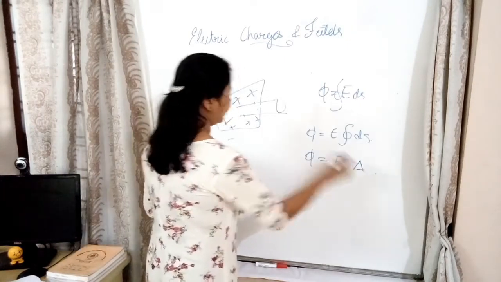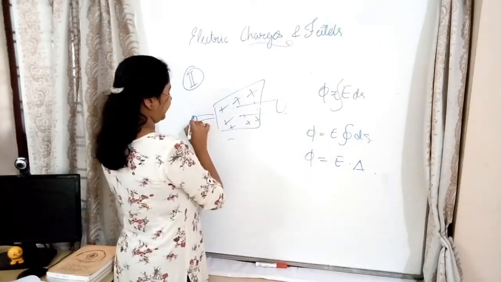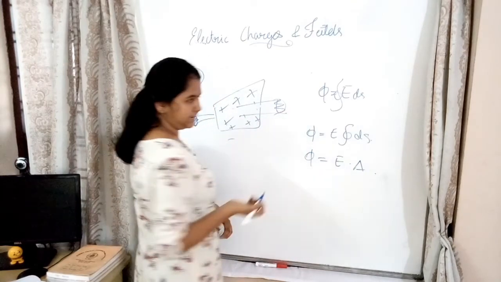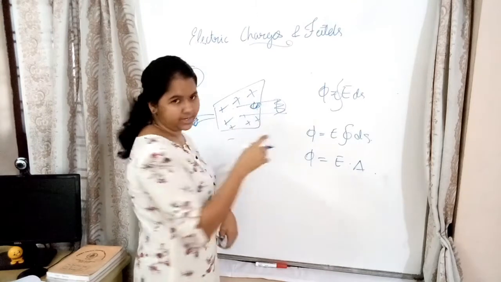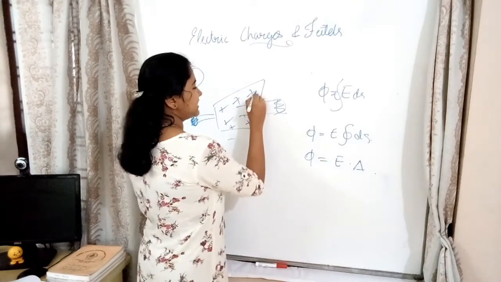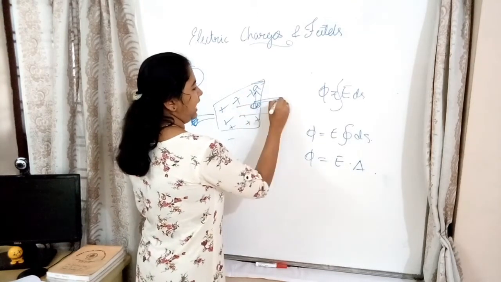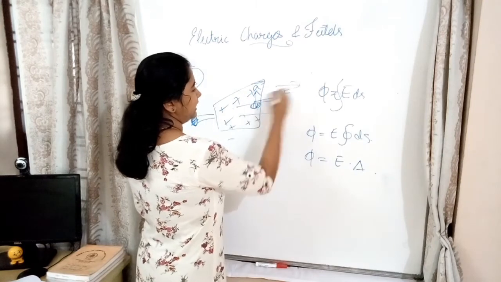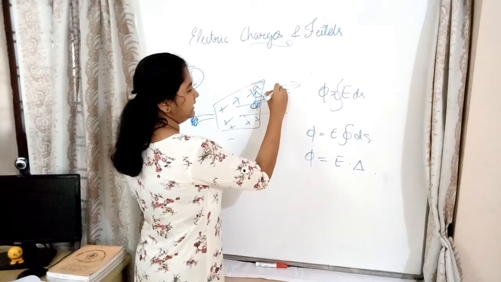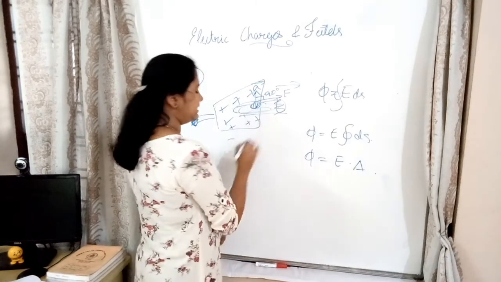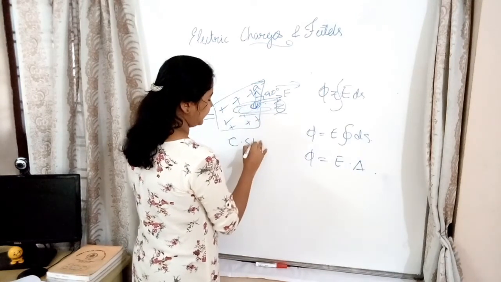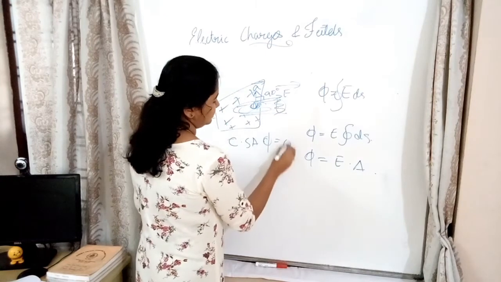So E dot A. This surface also has the same electric flux. We didn't consider this area right now, so we'll consider it over here also. What is this? The area vector is like this and the electric field is like this. It makes an angle of 90 degrees and hence the electric flux on the curved surface area is 0. So for the CSA, flux is equal to 0.